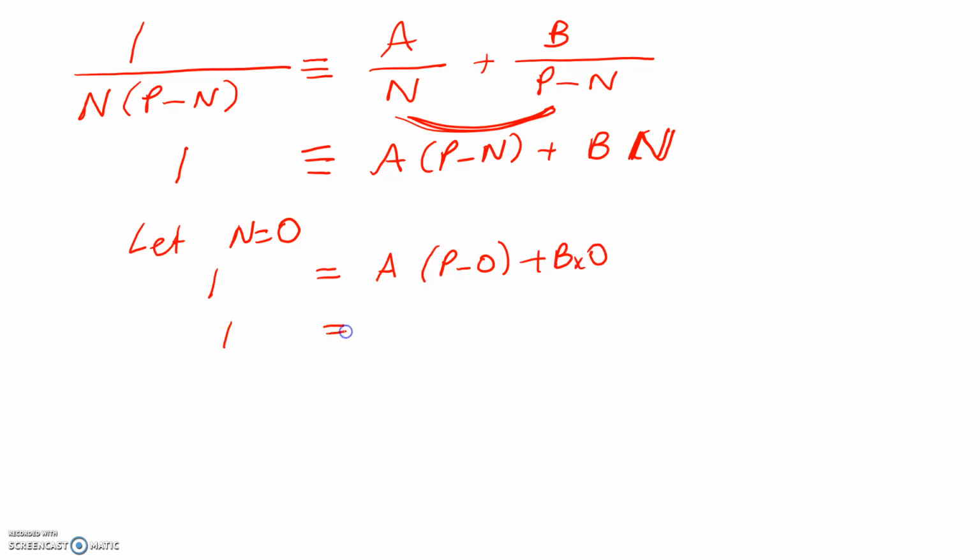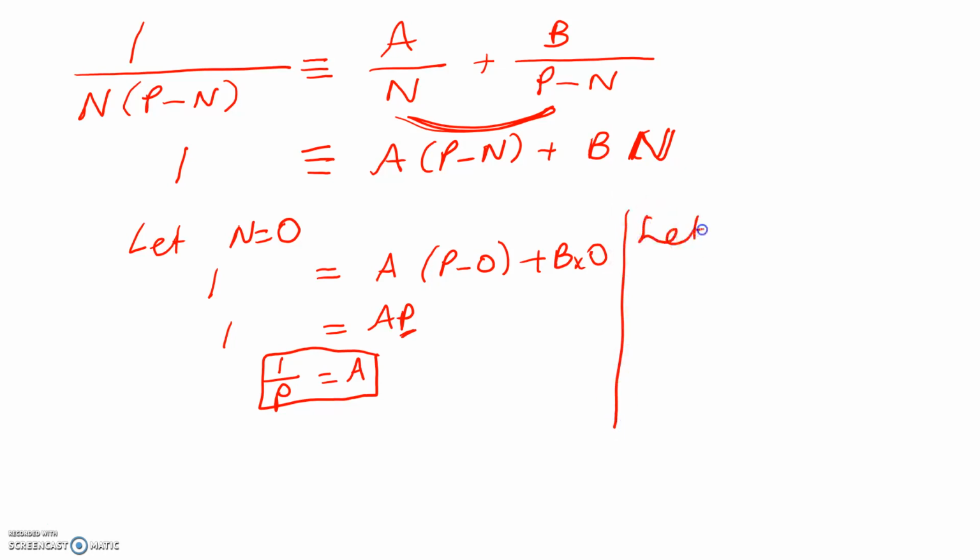That gives me 1 is equal to AP, and 1 over P is equal to A. Right, if this is your very first ever partial fractions exercise, it's quite a tricky one because we're working with P here. We're going to do the same thing now to figure out B. So we do that by saying, let's let N equal P. That gives me 1 is equal to A times P minus P plus BP, giving me 1 equals BP.